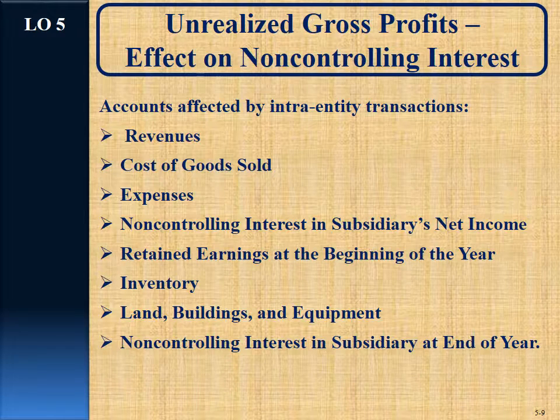Now, accounts affected by intra-entity transactions include revenues, cost of goods sold, and expenses. Also, non-controlling interest in the subsidiary's net income, retained earnings at the beginning of the year. Also, if there's transfers of inventory, land, buildings, and equipment between the parent and the subsidiary, and non-controlling interest in the subsidiary at end of year. So we need to worry about those kind of things when it comes to the non-controlling interest as well, and recording unrealized gross profits. Now they talk about that at the bottom of page 205 and 206 on how it's actually handled.